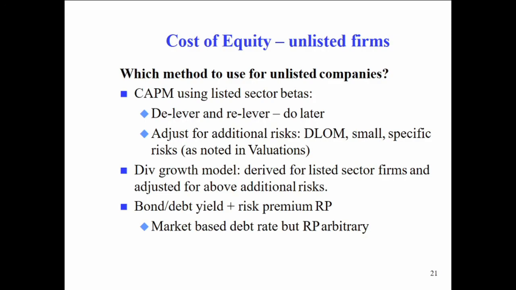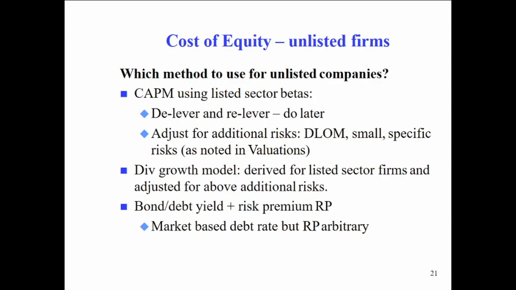A more common approach to determine the cost of equity for unlisted companies is to use the bond yield plus risk premium approach. This is commonly used when trying to determine the cost of equity for an unlisted firm. It is not difficult to determine a market-based debt rate, as we will simply look at the variable rate of debt. However, the risk premium is more arbitrary and requires more judgment. Despite this, it is still a commonly used method when determining the cost of equity for an unlisted company.